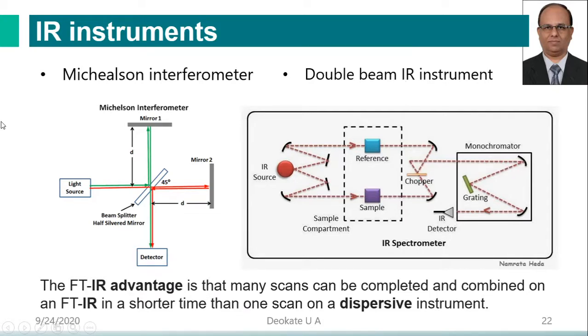So this is the Michelson interferometer. In Fourier transform instruments, Michelson interferometers are used. They work on the principle of producing interference in the path of the radiation. So what is the interference? There are two mirrors. One is called a fixed mirror, and another one is called a moving mirror.